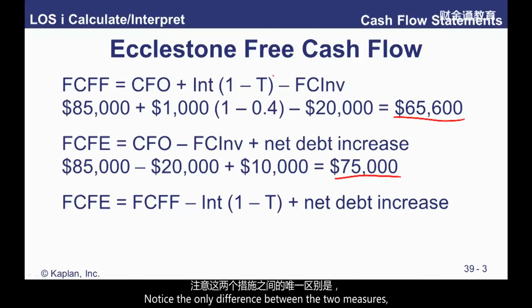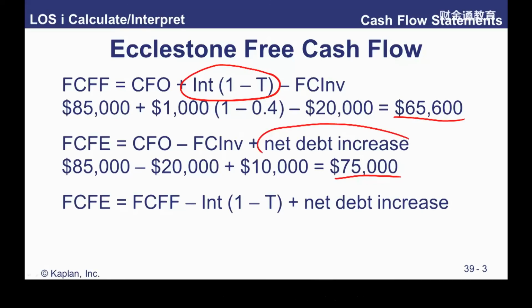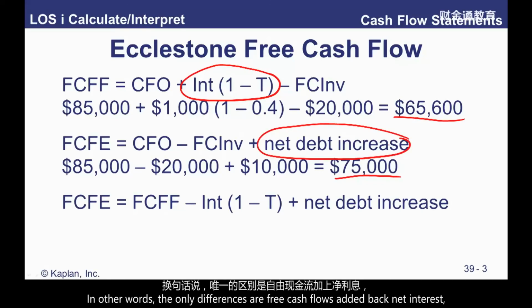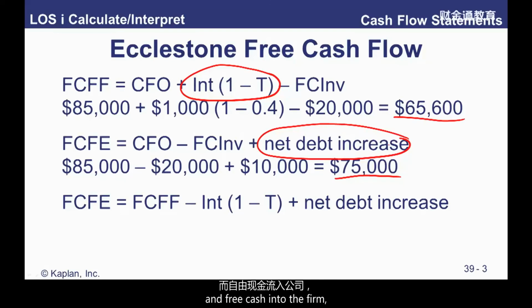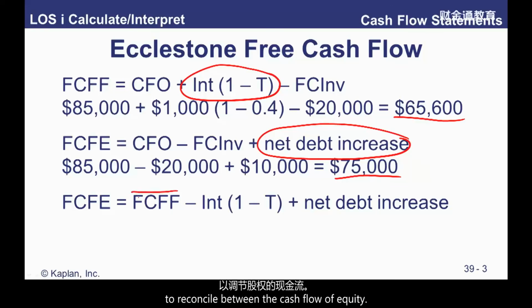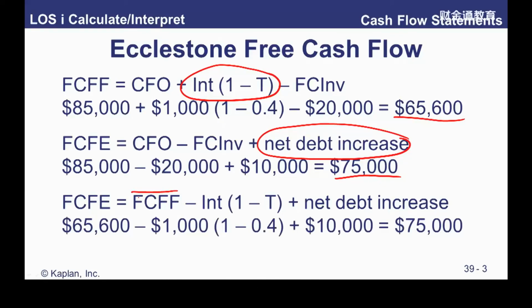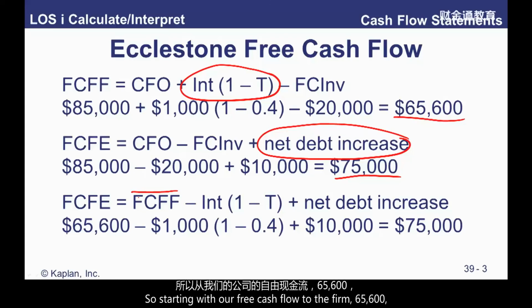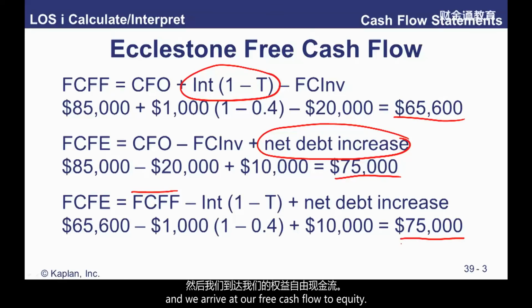Now, you should be able to reconcile between the two. Notice the only difference between the two measures is the payments and receipts to the debt holders. In other words, free cash flow to the firm is added back net interest, and free cash flow to equity is added back the net debt increase. So if we're starting with free cash flow to the firm, to reconcile to free cash flow to equity, all we need to do is subtract the net interest and add the net debt increase. Let's do it. Starting with our free cash flow to the firm, $65,600, subtract the net interest that was added, the 600, and then add on the net debt increase, and we arrive at our free cash flow to equity.